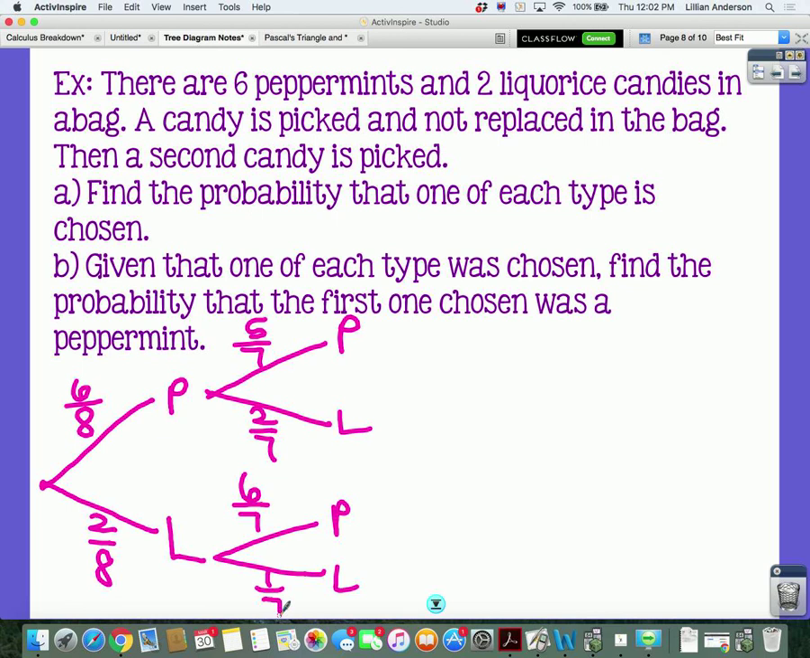So you guys should be able to answer your 2 questions. I want you to answer A and B. A and B. Find the probability that one of each type is chosen. One of each type is chosen. What did you guys come up with?